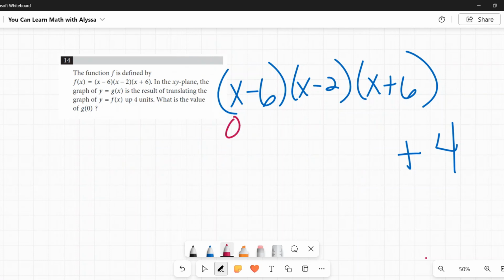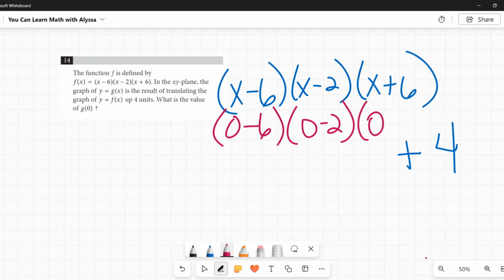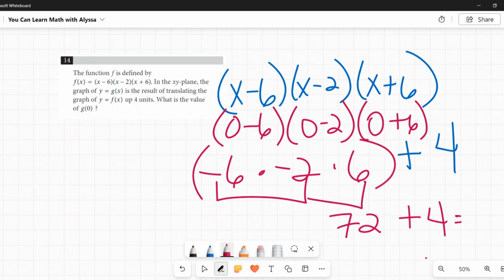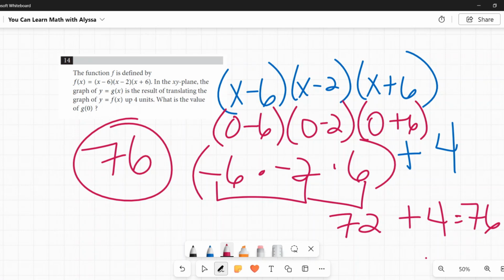First, I have 0 minus 6. Then I have 0 minus 2. Then I have 0 plus 6. 0 minus 6 is negative 6. 0 minus 2 is negative 2. 0 plus 6 is positive 6. And you can multiply these in any order you like. So negative 6 times negative 2 is positive 12. Positive 12 times 6 is positive 72. So I have 72 plus 4. That equals 76. 76 is my answer.